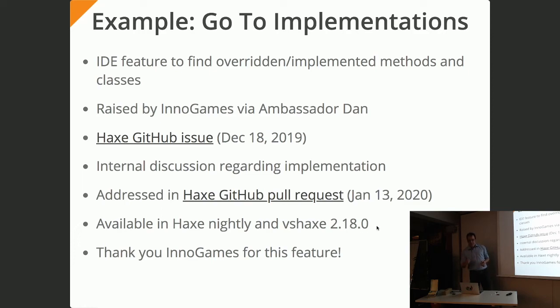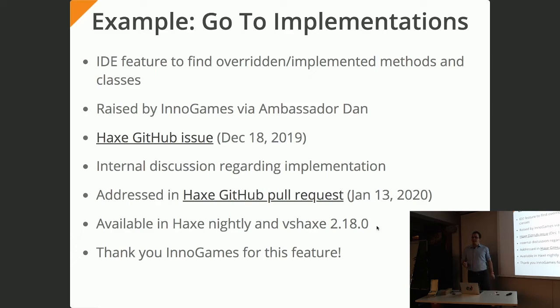And this kind of thing, what I want to highlight here is that it's good for everyone involved, because obviously the people with the code base, InnoGames, get this feature, which helps you guys. It helps Haxe, because it's not just you people who get this feature, everyone can use it now. So it's good for everyone.